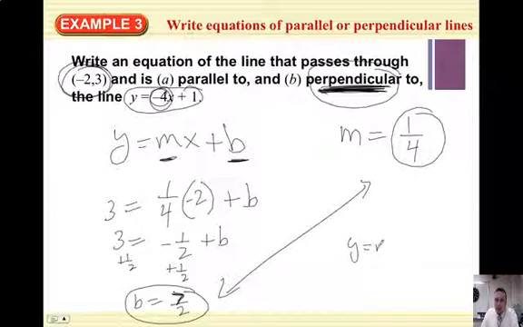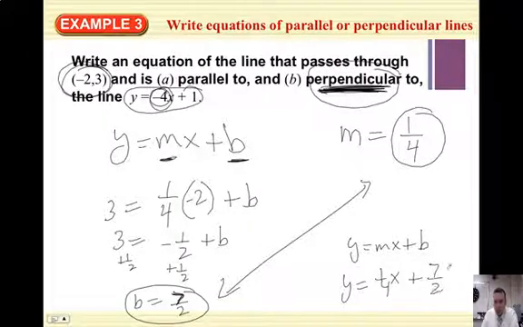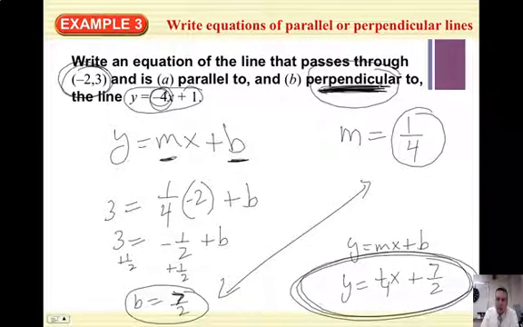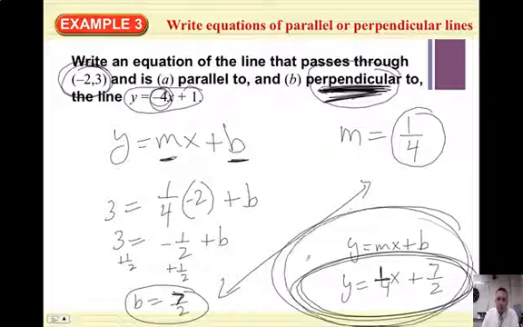Put them together. Y equals mx plus b. Did you find the slope? Yeah, 1/4. Y equals 1/4 x plus b. Did you find the b? Yes. 7/2 or 3.5. There you go. You found the equation that is perpendicular to this one. How can you tell? Look at the slopes. Negative 4, 1/4. Okay, they're opposite reciprocals, which means they're perpendicular to each other. Okay, there you go. Final answer. Y equals 1/4 x plus 7/2. That's it.